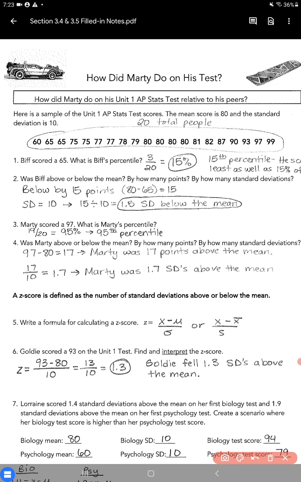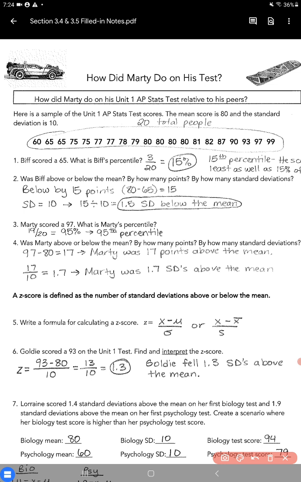So Marty scored a 97. What is Marty's percentile? Well, Marty was in the 95th percentile. If we calculate Marty's z-score, Marty was 17 points above average, or we could say he was 1.7 standard deviations above the mean. Okay? So z-scores allow us to compare how far apart two people were on a scaled score.